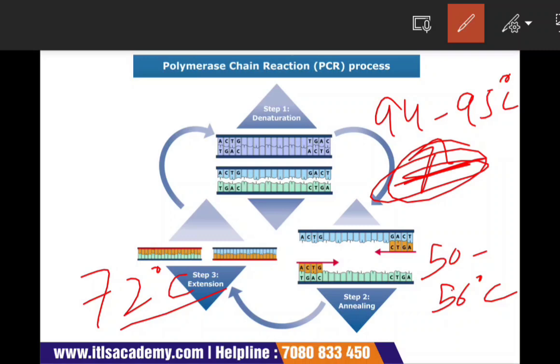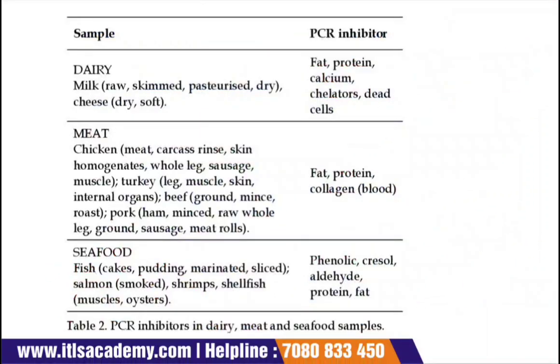Now moving forward, these are certain samples in which PCR inhibitors are present. The first one is the dairy sample, like raw milk, skimmed milk, pasteurized milk, dry milk, or cheese that is dry or soft. In these, fat, protein, calcium, chelators, and dead cells are certain PCR inhibitors.